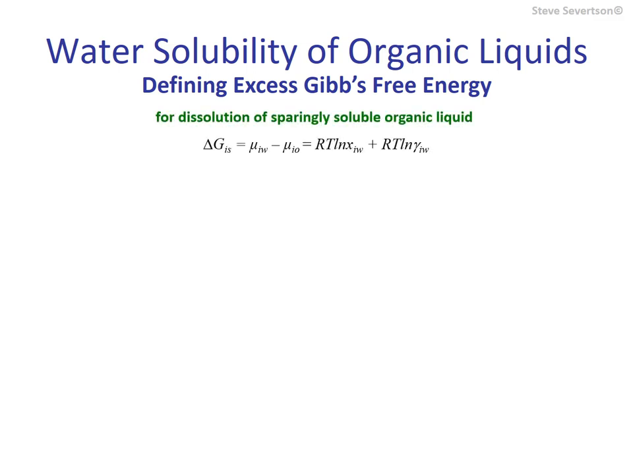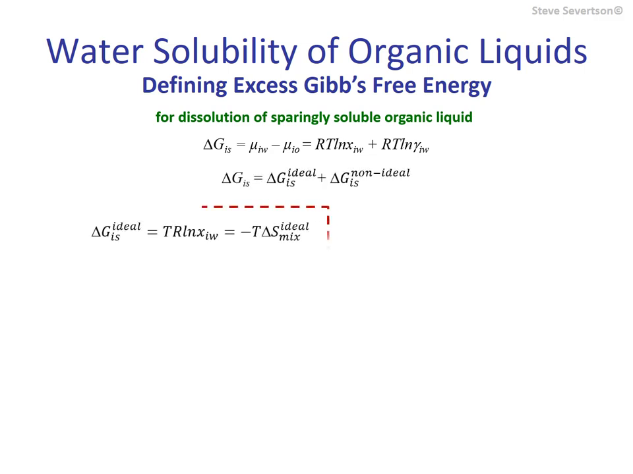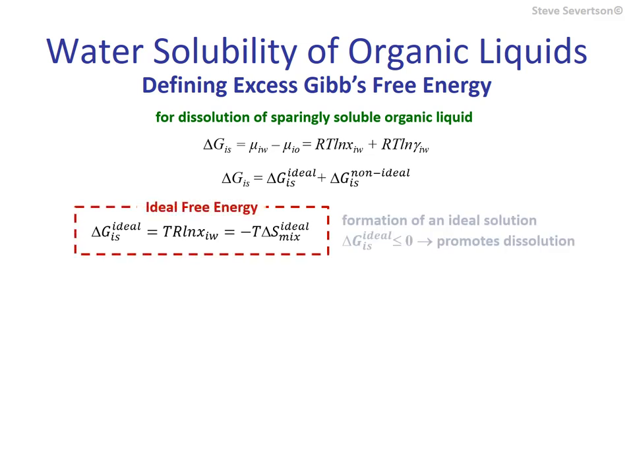The free energy change for the dissolving of an organic chemical into an aqueous solution is given by the difference in its chemical potential for the two contacting phases. The free energy of dissolution can be thought of as being composed of two contributions, both an ideal and a non-ideal free energy. The ideal portion is the ideal entropy of mixing, which assumes that solute and solvent molecules are identical yet distinguishable, which is the essence of what we have defined as an ideal solution.